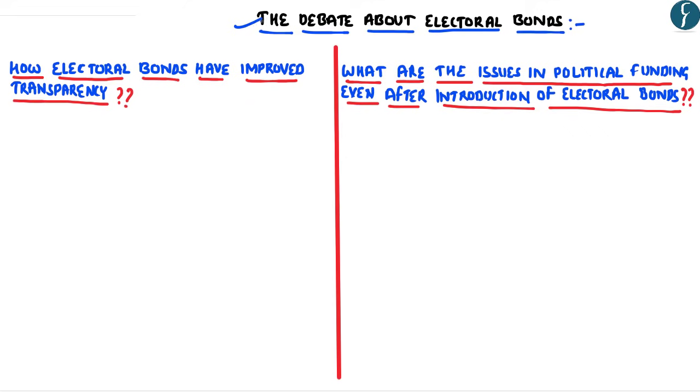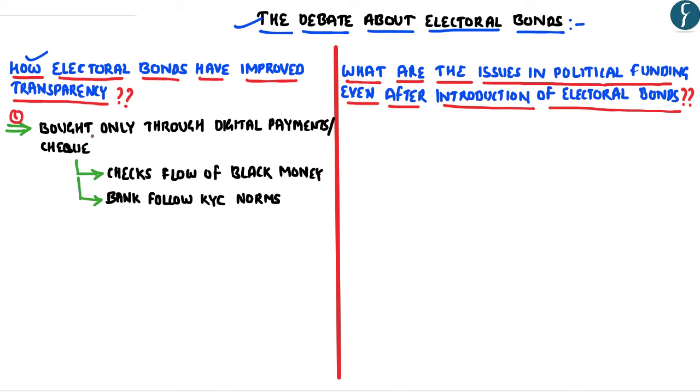Now coming to the debate about the electoral bonds, let us first understand how electoral bonds have improved transparency with respect to political funding. Firstly, as we have discussed, the electoral bonds can be bought only by using digital payment or issue of cheques, and use of cash is prohibited. This particular provision checks the flow of black money during the elections. And secondly, as the banks follow the know your customer norms, the bank would have the idea about the identity of the donor, leading to greater transparency.